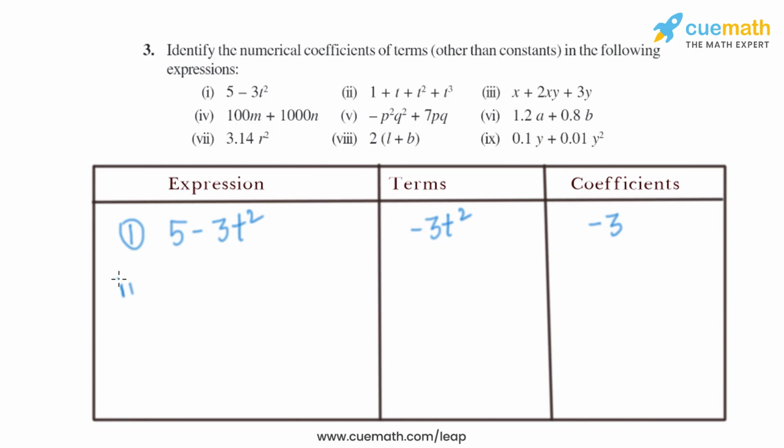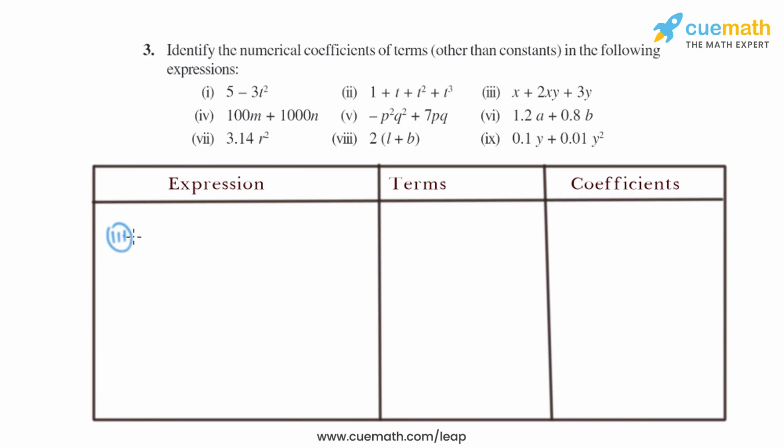In the second part, the expression that is given is 1 plus t square plus t cube. So the terms other than the constant terms are t square and t cube. As we can see that t is a variable over there, t is multiplied by only 1. So the coefficient of t is 1. Similarly, in t square, the coefficient will be 1, and in t cube as well, the coefficient will be 1 only. Now let's move on to the third part.